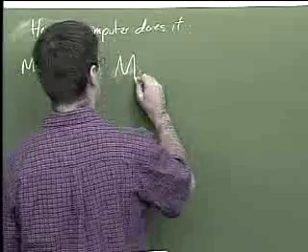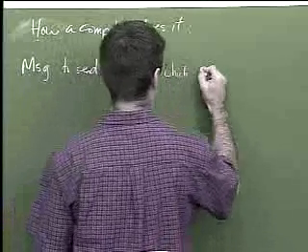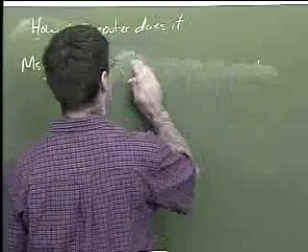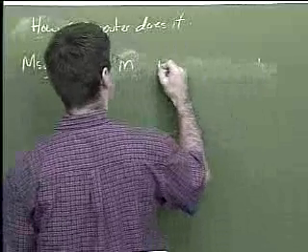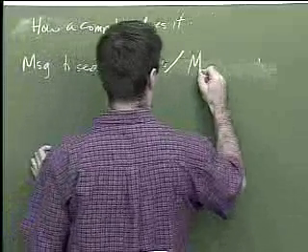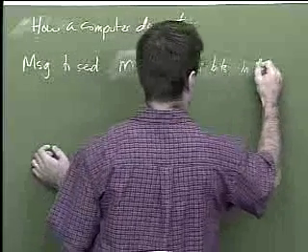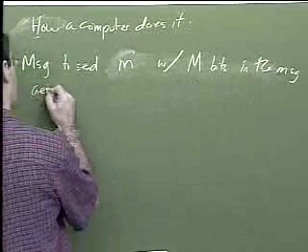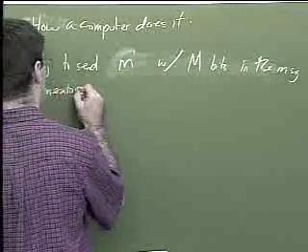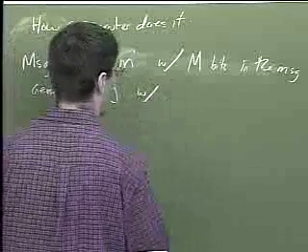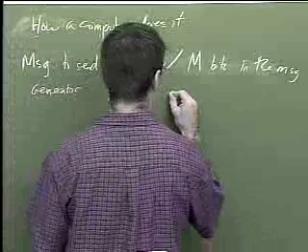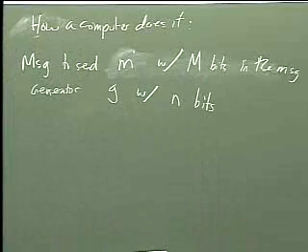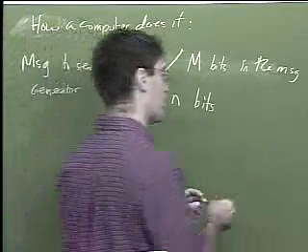Let me do it this way. Let's say a message to send capital M, which has M bits in it. Now let's do it the other way, just to be consistent, even though I'd rather use big M for the message. Message to send M with M bits in the message. Okay, we have a generator G, let's say with n bits. Okay, so the remainder is going to have at most n bits.